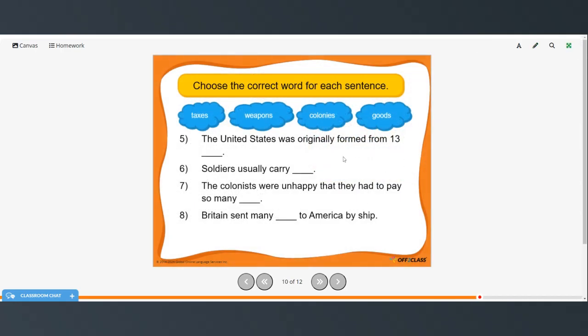All right, now choose the correct word for each sentence. You can pause the video, again, try that on your own, and then restart to check your answers. The United States was originally formed from 13 colonies. Soldiers usually carry weapons. The colonists were unhappy that they had to pay so many taxes. Britain sent many goods to America by ship.